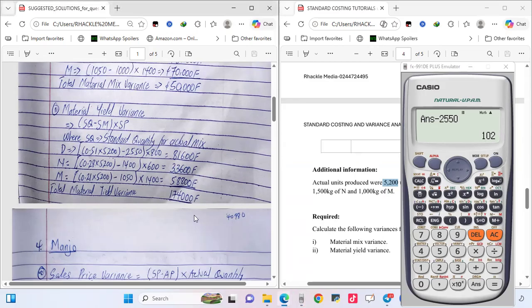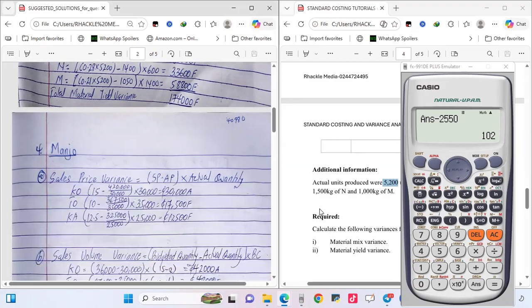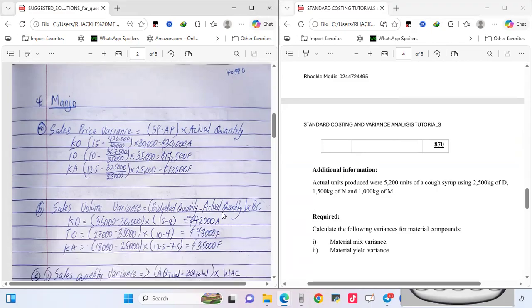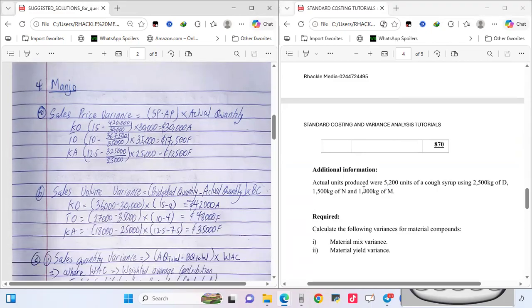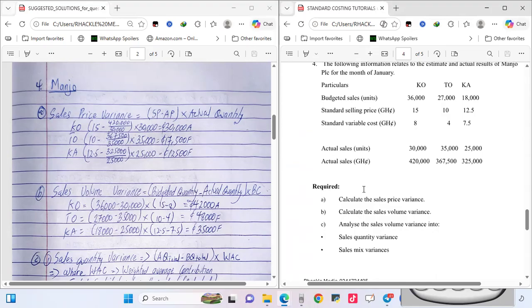So now let's move to question 4, Manjo. Right, so let's go and read question 4. So question 4's requirement is for us to calculate the sales price variance. We should calculate the sales volume variance. We should analyze the sales volume variance into the sales quantity variance and then the sales mix variance.